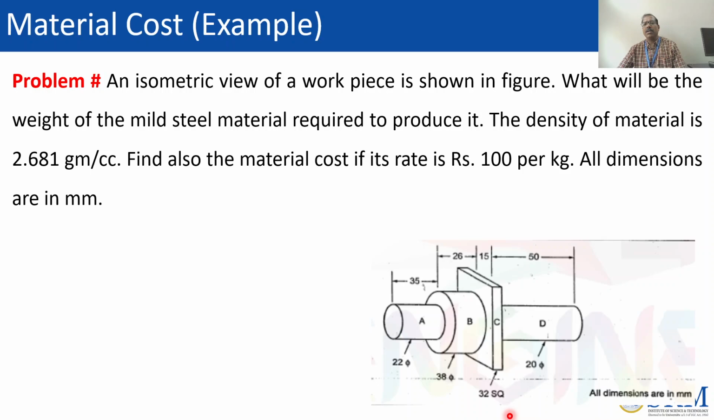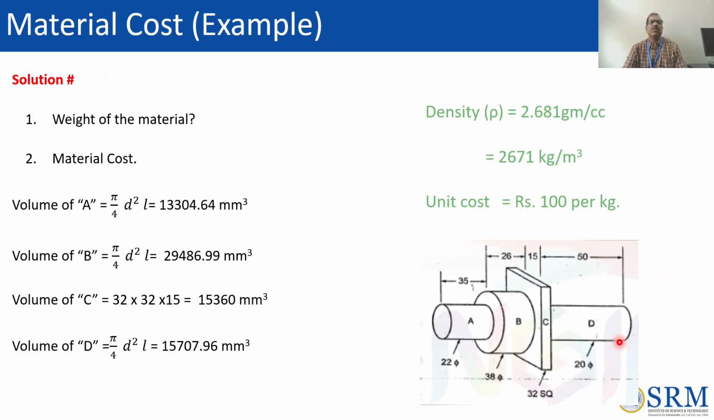But the middle component has a thickness of 15, and the square is given as 32 millimeter. So we need to calculate the material cost for that. The dimensions are given, so what do we need to calculate? First, we need to calculate the volume. All four, A, B, C, D, are made up of the same material, so we can consider the same density for all.